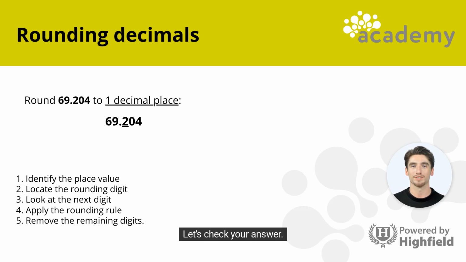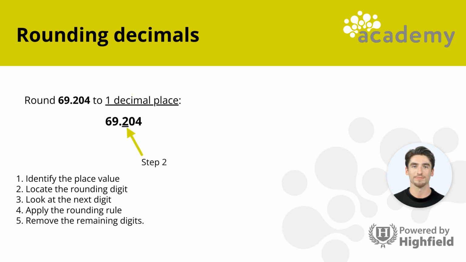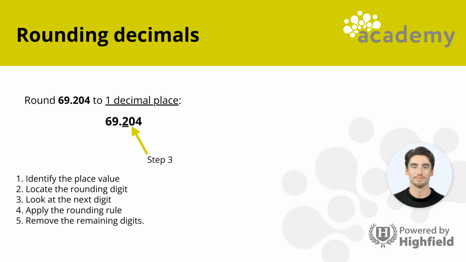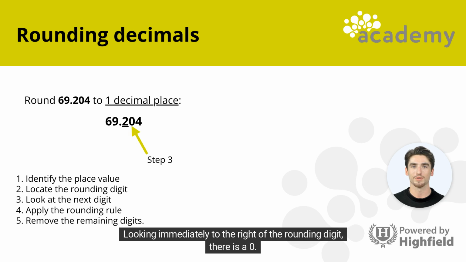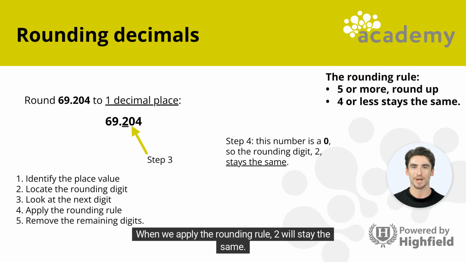Let's check your answer. First, identify the place value we're rounding to. In this case, it's the tenths, or first decimal place. Next, locate the rounding digit, which is 2. Looking immediately to the right of the rounding digit, there is a 0. We know that 0 is lower than 4. When we apply the rounding rule, 2 will stay the same.